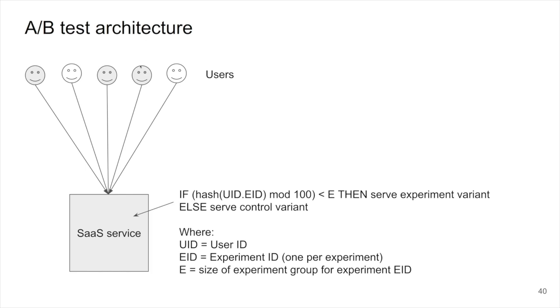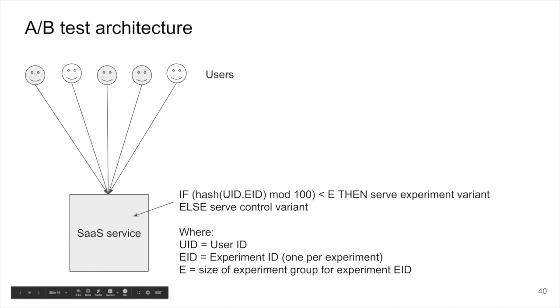So recall that we already have a persistent user ID for each user, let's call it UID, and let's also assign an ID to each active experiment, we'll call it EID. And then we'll let E be the exposure, i.e. the percentage of users as an integer between 0 and 100 who are exposed in the experiment group to experiment EID.